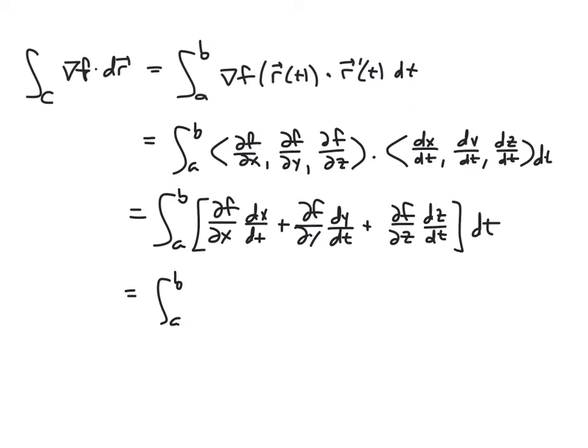And if we look at that expression in square brackets, that should look familiar to us. That is a version of the chain rule for partial derivatives. And so that is simply the derivative with respect to t of the function f of r of t.